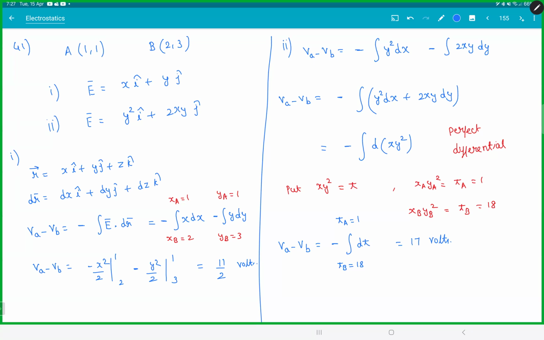Now in this question, I didn't give you what is the relation between y and x. I simply said you're going from (1, 1) to (2, 3). I didn't even tell you how you're going. Then there's only one possibility. It's a perfect differential, because you can't solve any other way.